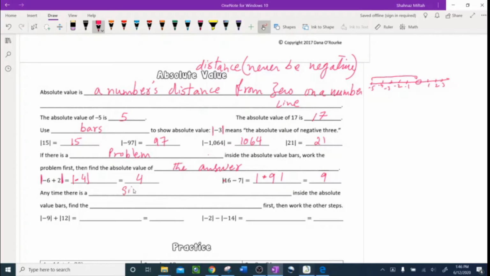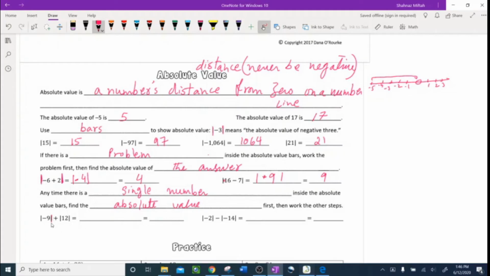Anytime there is a single number inside the absolute value bars, find the absolute value first. Then work the other steps.